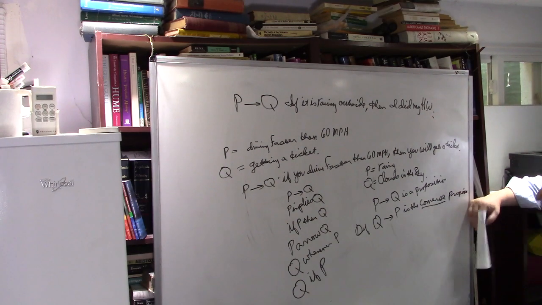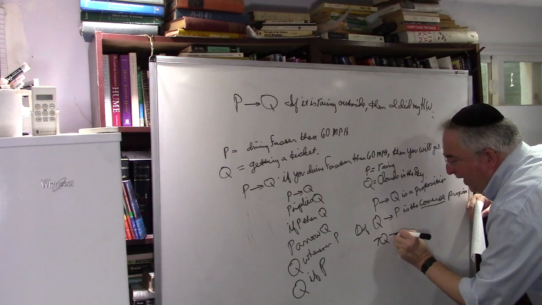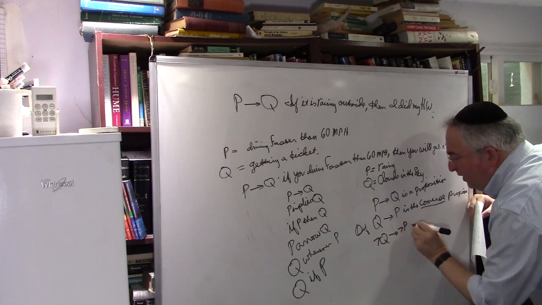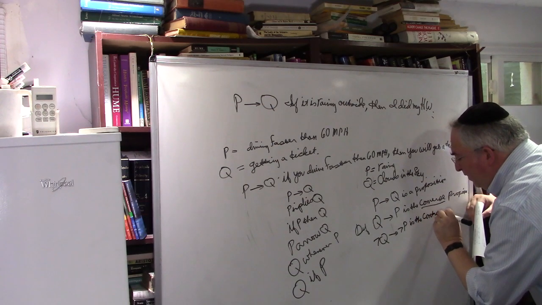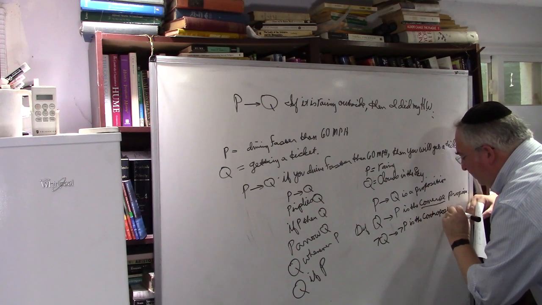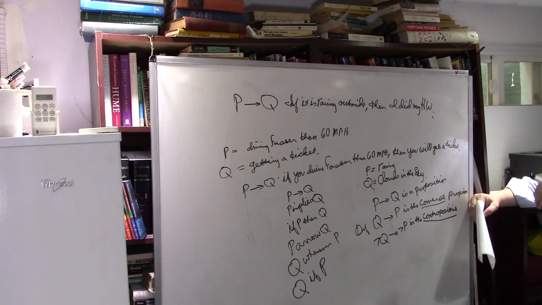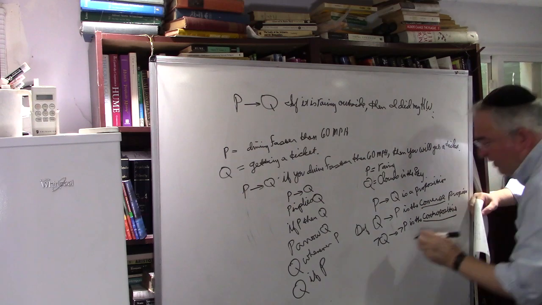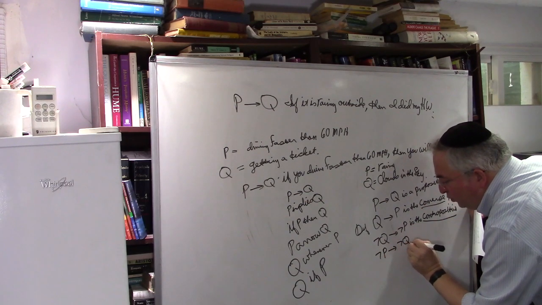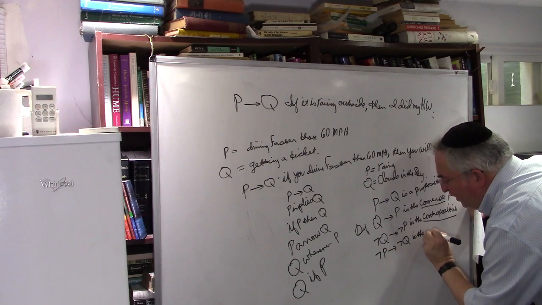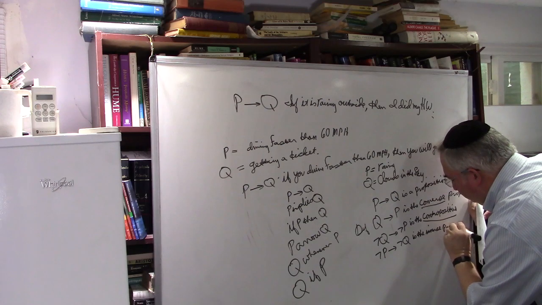Okay, let's go through. You know what? Let me just write it out. Not Q arrow, not P is the contrapositive. Okay, that's a new word. Contra, against, positive. You'll see, we'll do it in a second. And finally, not P arrow, not Q is the inverse proposition.